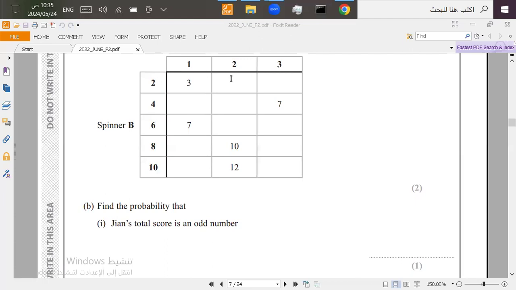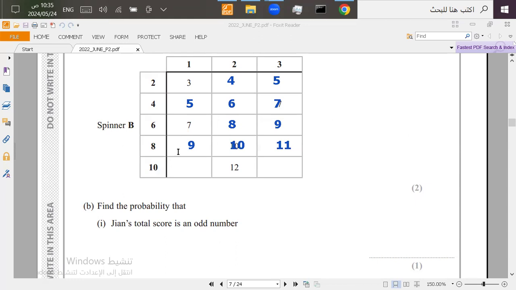So here 2 and 2 is going to be 4. And then 3 and 2 is going to be 5. Here we have 1 and 4. So it's 5. 2 and 4 is a 6. 3 and 4 is a 7. Okay, here 6 and 1 is a 7. 6 and 2 is 8. And then 6 and 3 is 9. Here 8 and 1 we have 9. 8 and 2 is 10, and then 8 and 3 is 11.